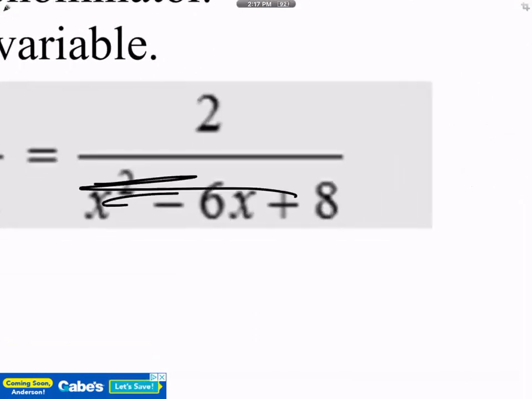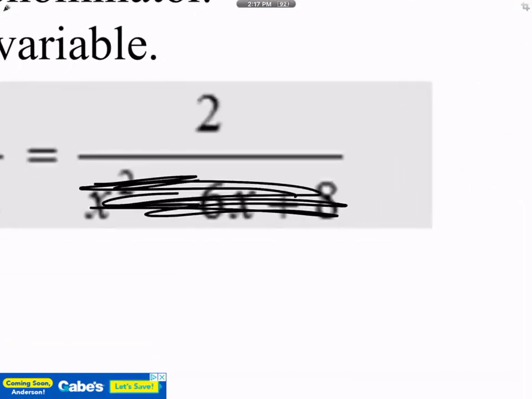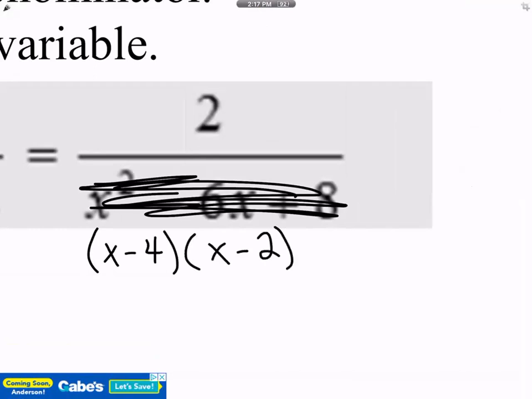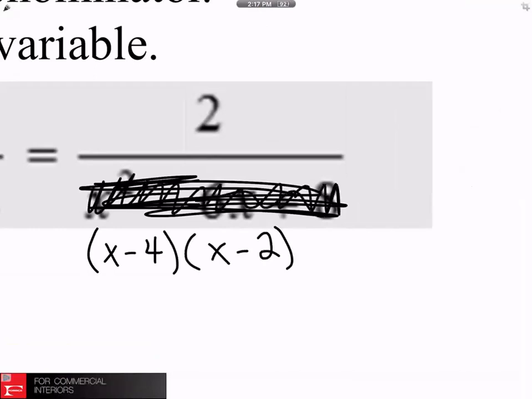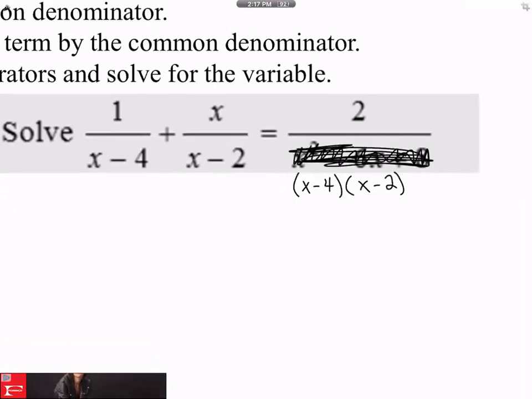So this no longer is here. We're going to replace it with the factored form. X minus 4, x minus 2. Order doesn't matter there as long as you have them both. And then, like I said, that's replacing the quadratic that was here. Factored it. Because now we're going to go through and look at our common denominator.